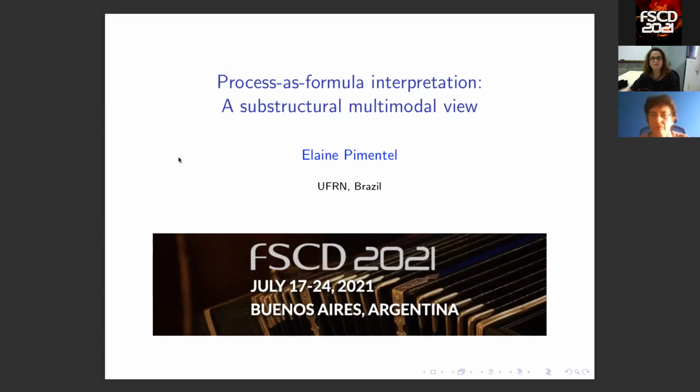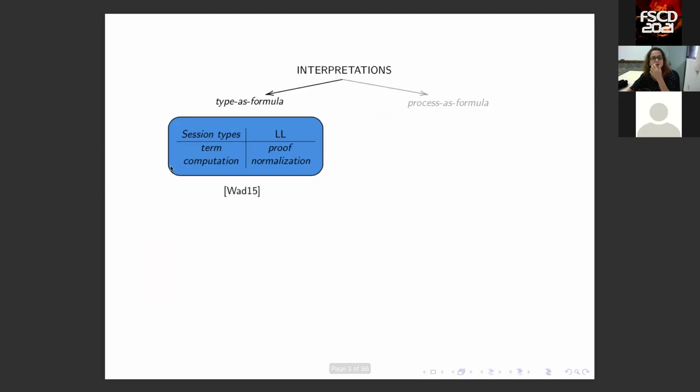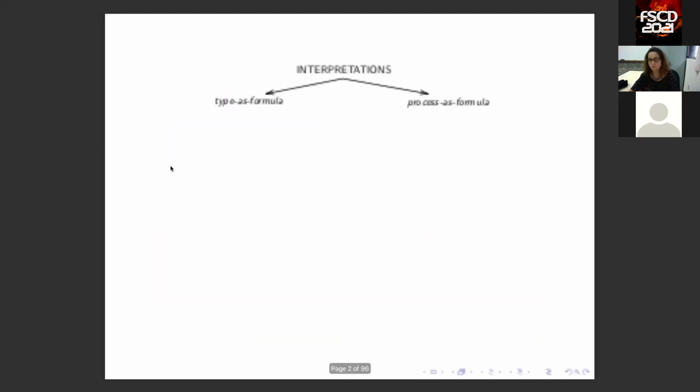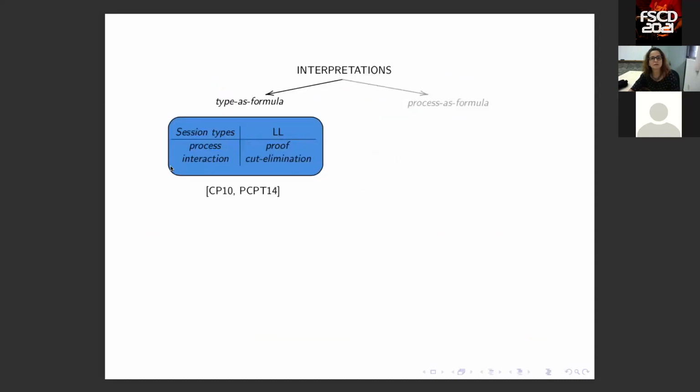So my talk is about the processes-as-formulas interpretation, and I'm going to give our view of processes as formulas. That would be a substructural multimodal view. So let me start explaining more or less what this kind of interpretation is. We are all more or less used to the types-as-formulas kind of view. There is a typo here, so it's session types.